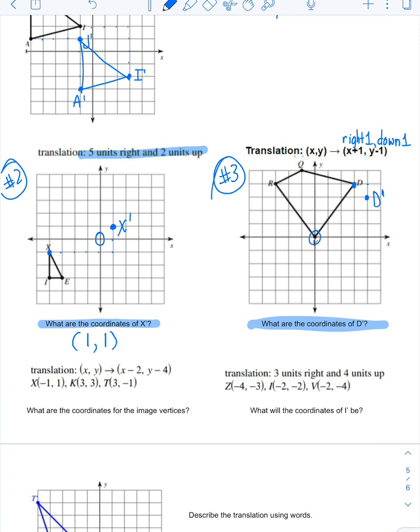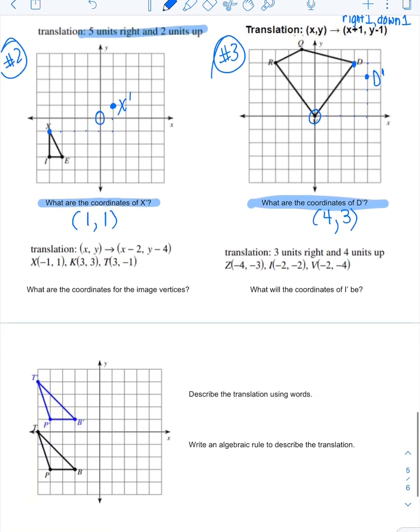I start at the origin and I go to the right 1, 2, 3, 4. So that's my x value, and I go up 1, 2, 3. So my coordinates for D prime is 4, 3.